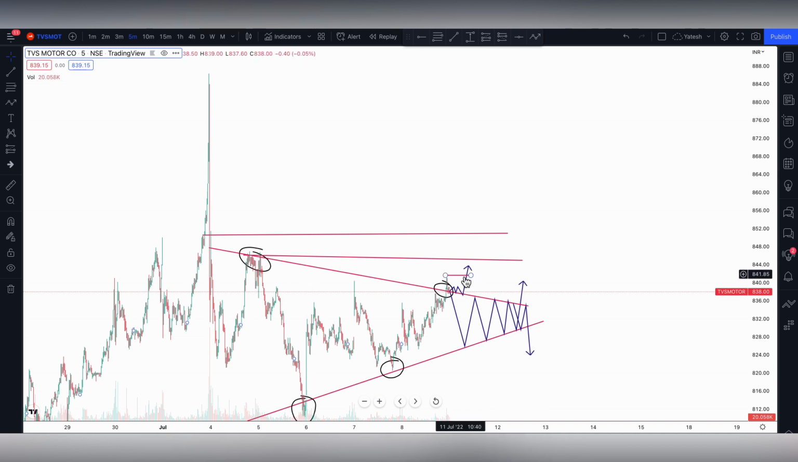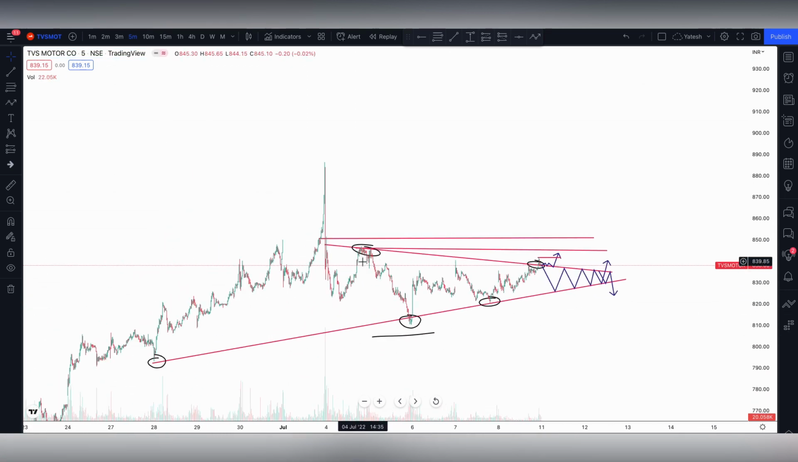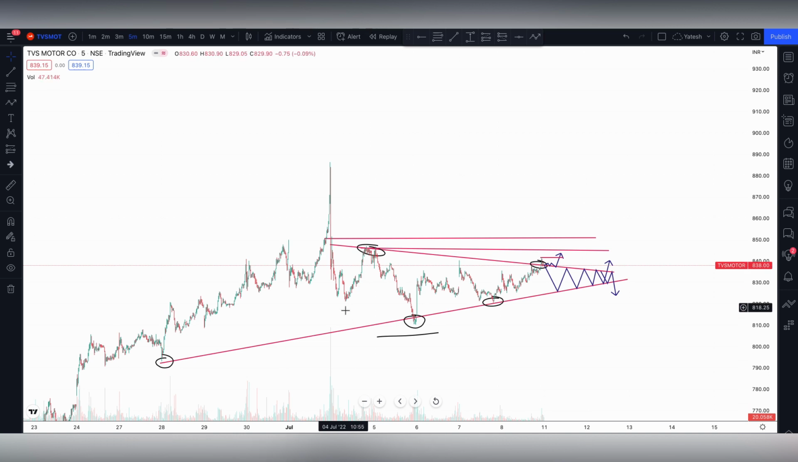So if I enter here, this is the resistance level, right? Only this level can be my target. If you are a defensive trader, you have to exit here or a little below this. So this is how you do multi-time frame analysis to identify the trend and find trade opportunities.